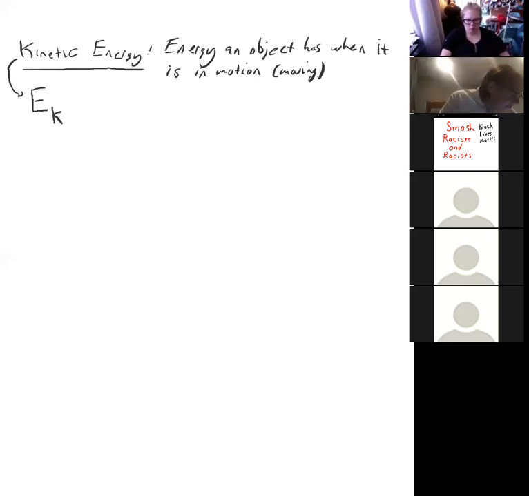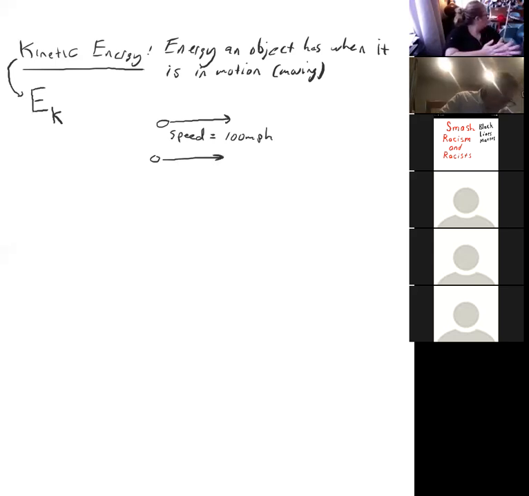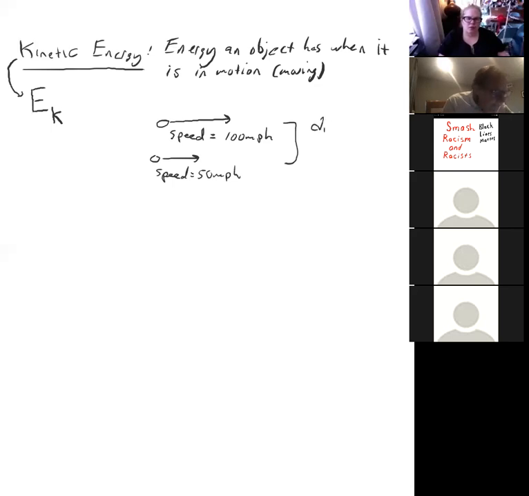Okay? So now if an atom is moving in this direction, and let's say its speed or velocity is 100 miles per hour, and now another one is moving, let me erase that, at only 50 miles per hour, they would have different kinetic energies.